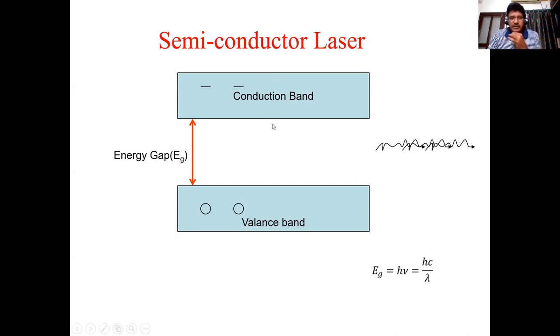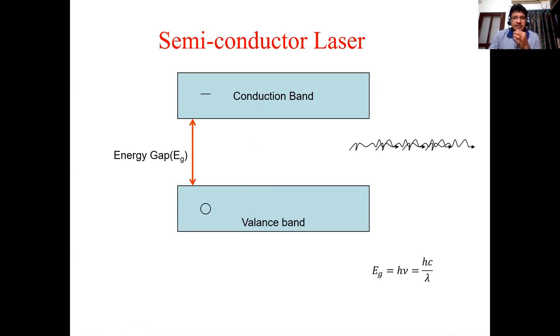If you observe this phenomenon, what is the necessary condition to get emission of radiation? We need more electrons in the conduction band and more holes in the valence band. Then only does the continuous emission of radiation take place. That situation is called population inversion. So in a semiconductor laser, what is the population inversion? More electrons in the conduction band and more holes in the valence band.